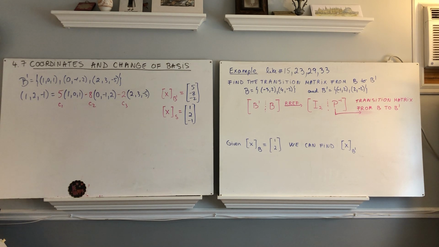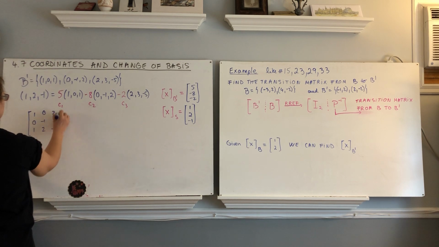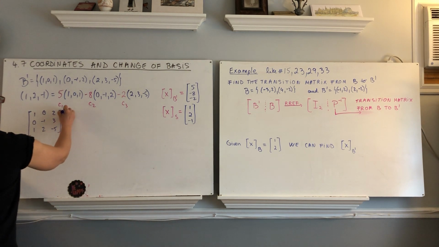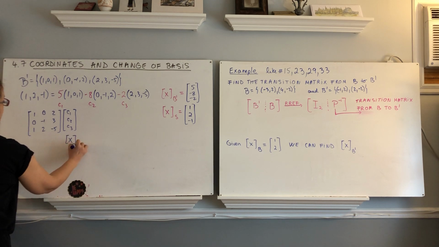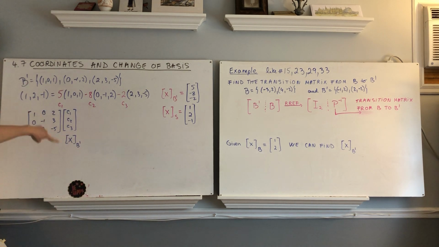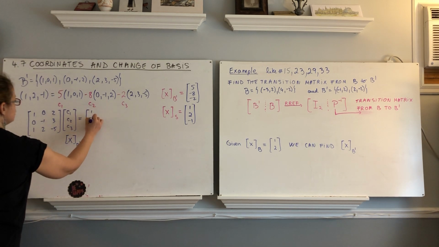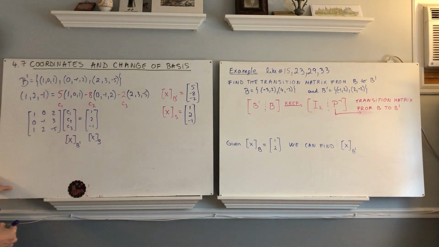So the computation that we made was: we had 1, 0, 1, 0, -1, 2, 2, 3, -5 as a matrix. We made that into the coefficient matrix, and then we had C1, C2, C3. These are the coordinates of x with respect to our basis B prime. And this is how we got 1, 2, -1, which are the coordinates of x relative to the standard basis.